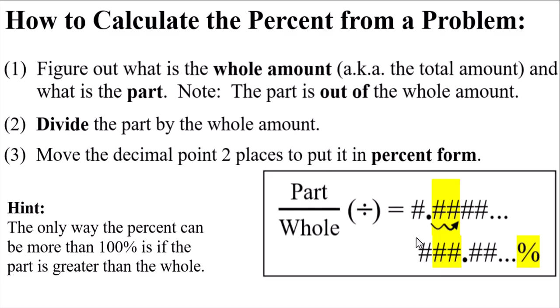And so I have this written in a box for you. Part divided by the whole. We're going to divide, even though I wrote this as a fraction. That's going to give us a decimal. We'll move it 2 places to the right to get the percent form. And yes, the only way the percent can be more than 100% is if the part is greater than the whole. That doesn't happen in a lot of scenarios. Well, it will later on in this unit, more so than what you realize, but right now, probably not going to happen a lot, but you never know.